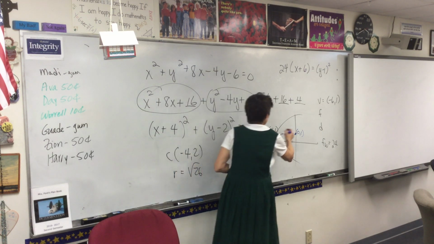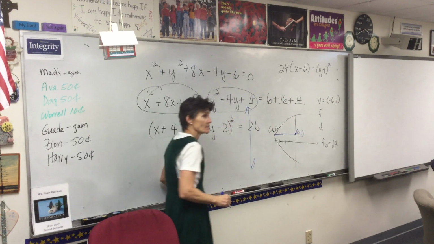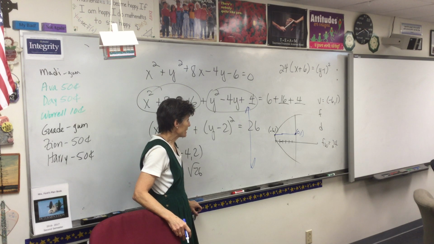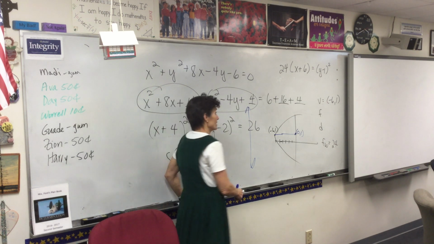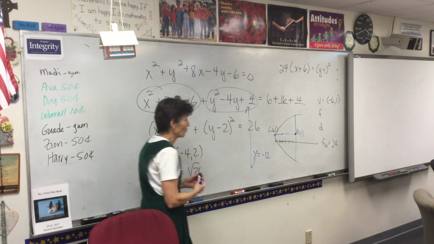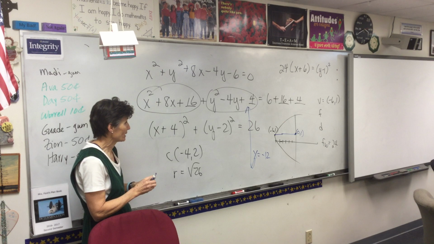If you go forward 6 for your focus, you're going to come backward 6 for your directrix. And if we come backward 6, we'll be at the line x equals -12, and that is your directrix. That is the equation of your directrix.